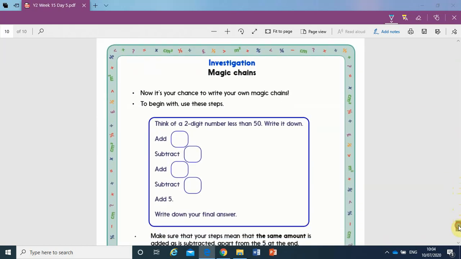And here finally is a magic chain, and this is just a fun activity to finish off our learning in Year 2. It's for you to write your own magic chains. So think of a 2-digit number less than 50. Write it down, and you're going to make your own rules up. Add this amount, take away that amount. Add this amount, take away that amount.